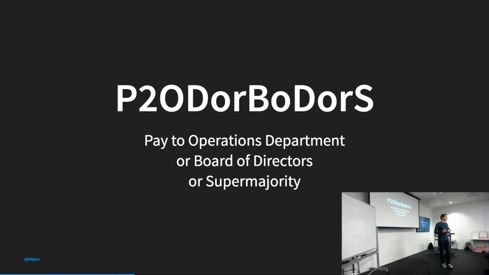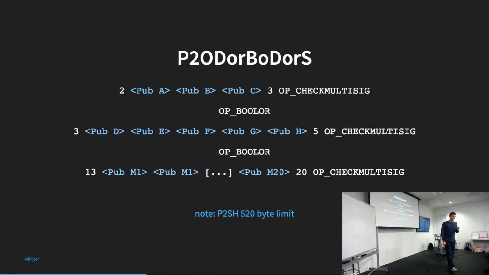But I would describe this as a pay to the operations department or board of directors or a supermajority. And I'll show you what that transaction would look a little bit like. And actually, I haven't executed this. I'm not exactly sure if I can use bool or in this way. I would need to dig into it, but you can get the gist. So don't go try this and lose a bunch of money doing it.